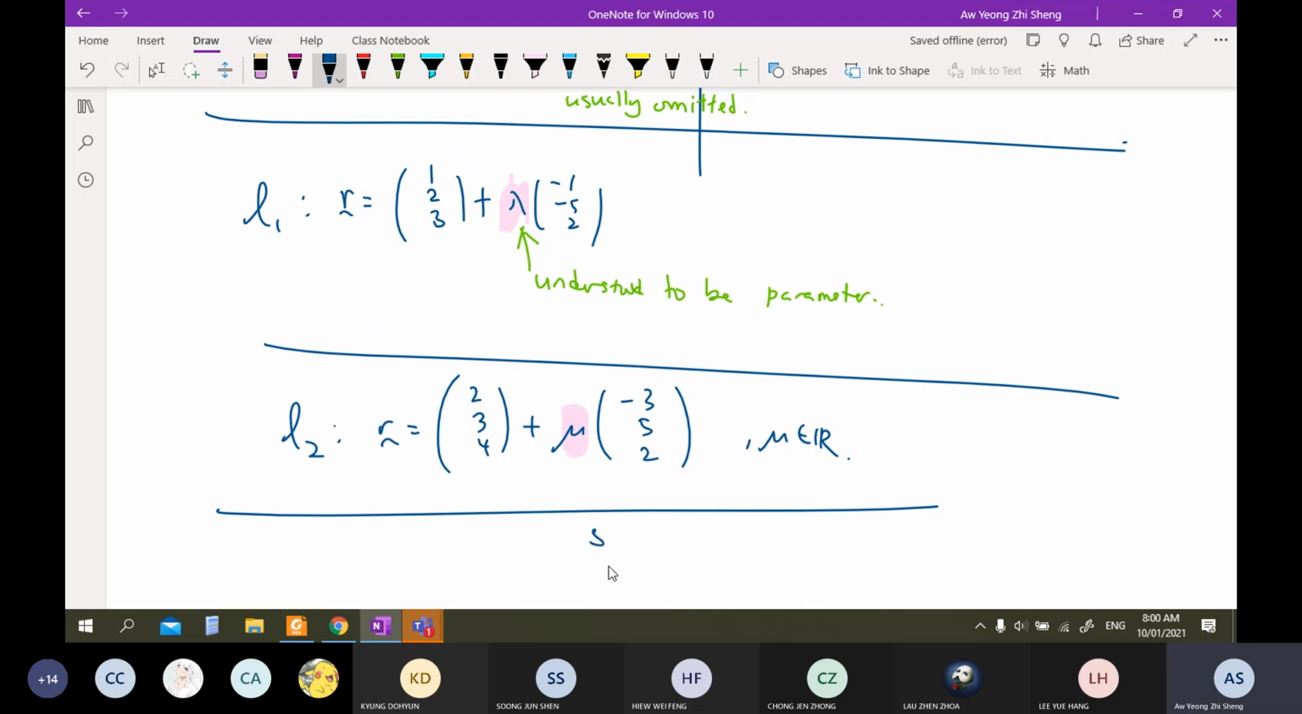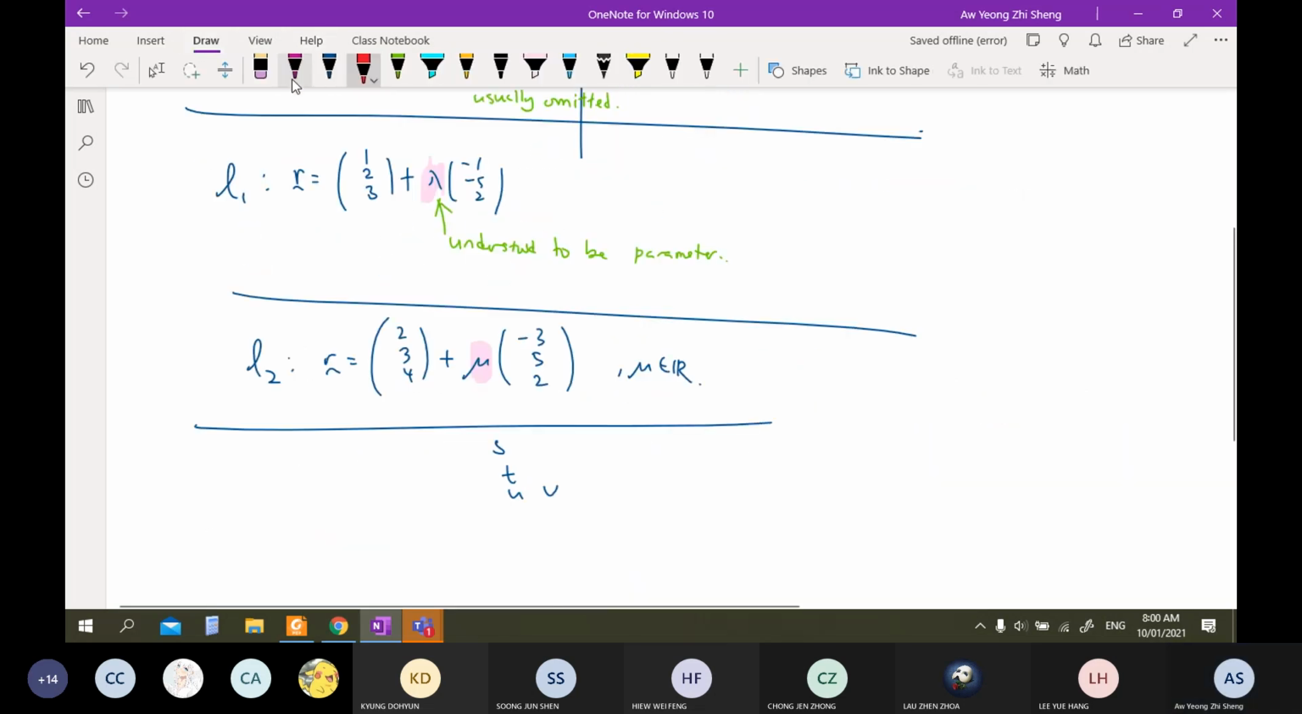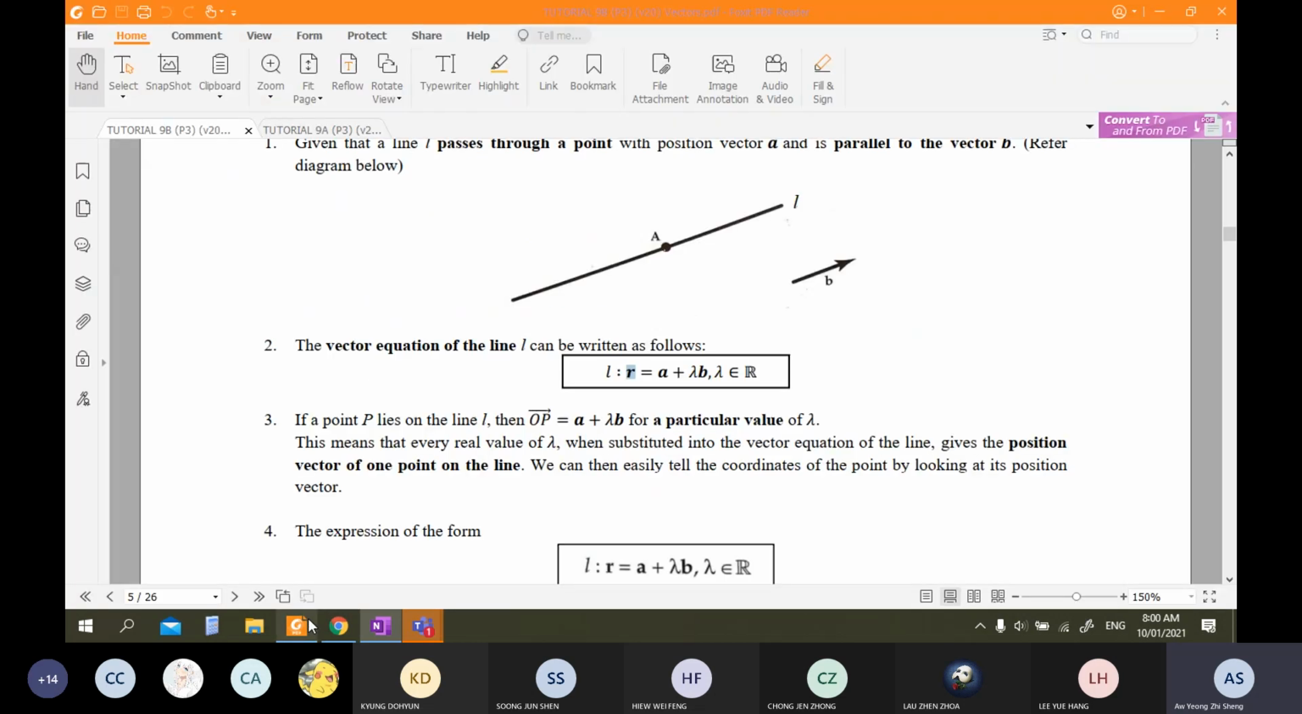Commonly used ones are s, t, u, v, and so on. And so you can use other symbols as parameters as well. It's not a must to use lambda or mu. Lambda and mu are just the commonly used ones. Okay.